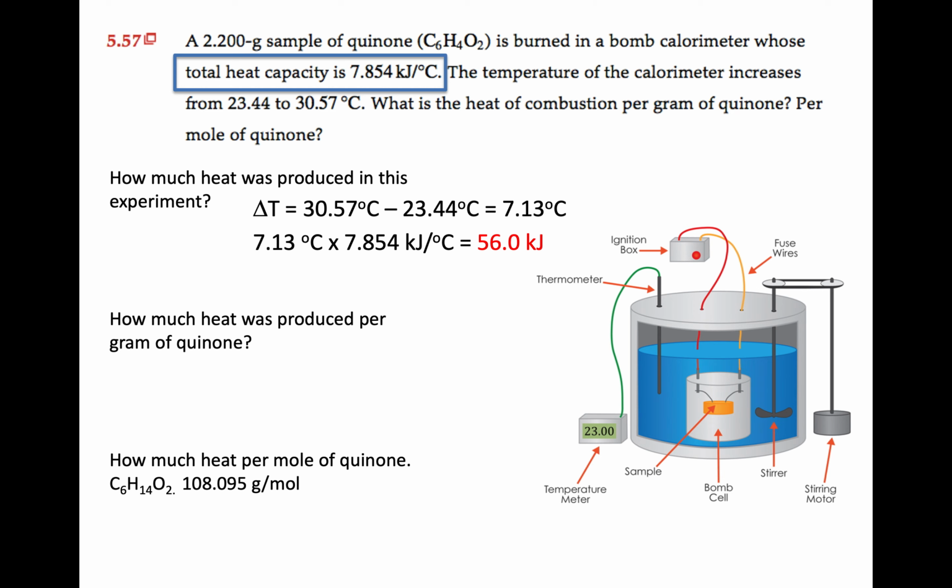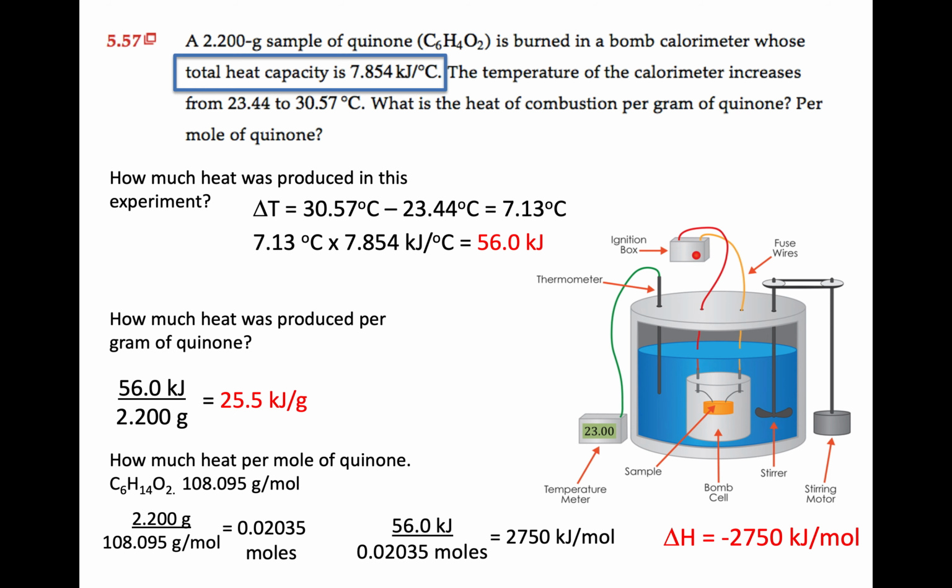I'm going to be looking at the change in temperature and using the heat capacity to figure out the amount of heat that was involved. That can be scaled per gram or expressed per mole. In this case, I see the temperature going up, so I know it is an exothermic reaction, and so the enthalpy change has a negative sign.